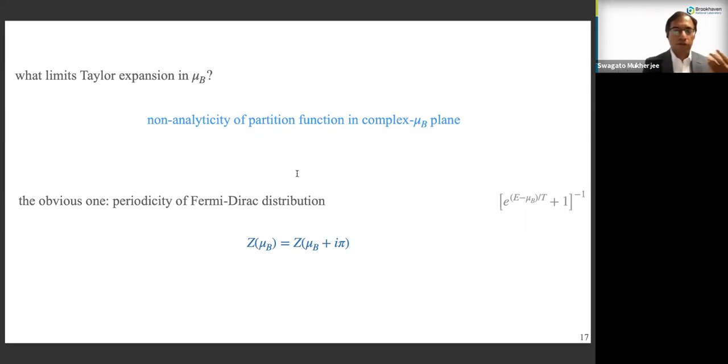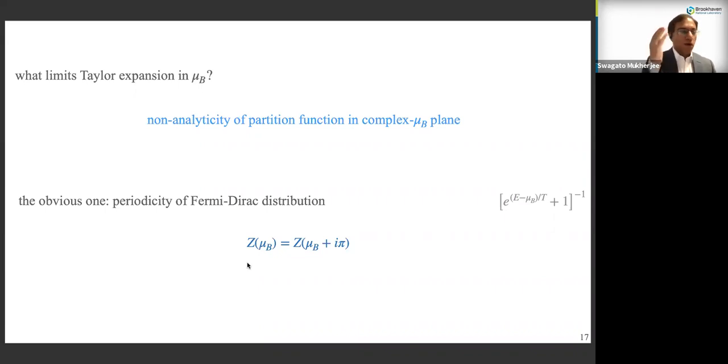We are talking about fermions and the fermion determinants, the fermion action, so they will have Fermi-Dirac distributions. Now, in this Fermi-Dirac distribution, if you just complexify the mu, so mu to i mu, you will straightforwardly and immediately see that there's a periodicity at pi. That you cannot avoid.